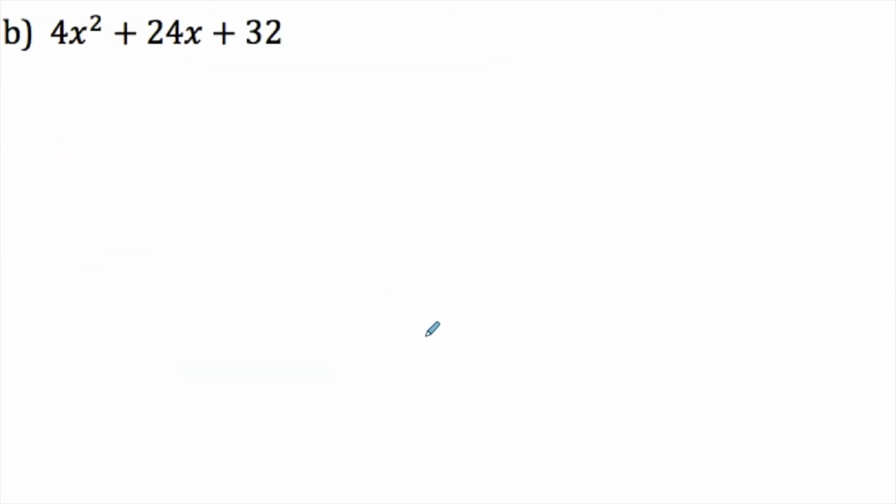All right, let's try the next one. If you feel pretty comfortable with these after seeing one example, go ahead and try it, pause the video, and then come back and see if you have the correct answer. If not, you can walk through it with me here because I'm going to do this whole problem. Example B: first of all, we could take a 4 out, so we divide everything by 4. I'm left with x squared plus 24 divided by 4 is 6x, plus 32 divided by 4 is 8.